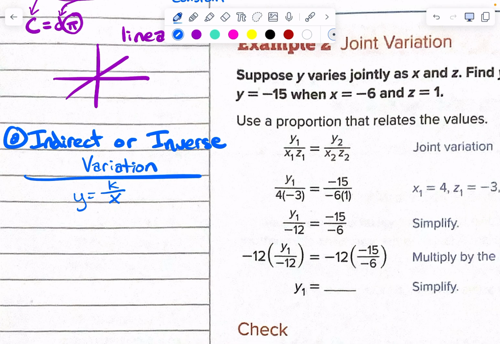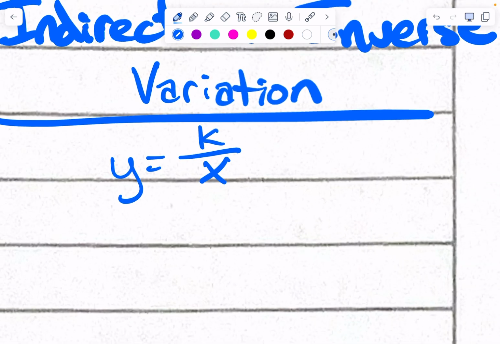Carson, Simon, are you writing this down? I don't see your eyes coming up very often. Indirect variation, y equals k over x.